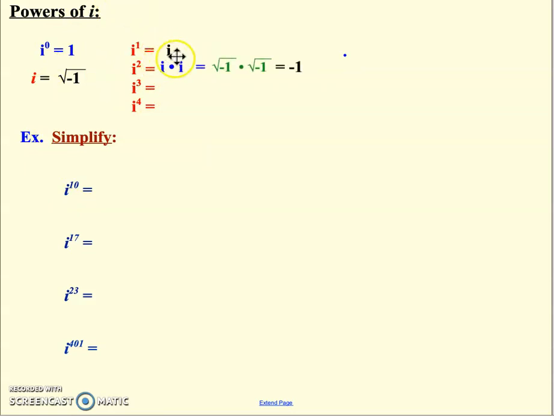So i squared would be i times i, if you just think about the rules of exponents. But we know that i is the square root of -1, so that's the negative square root of 1 times the negative square root of 1, which is -1.